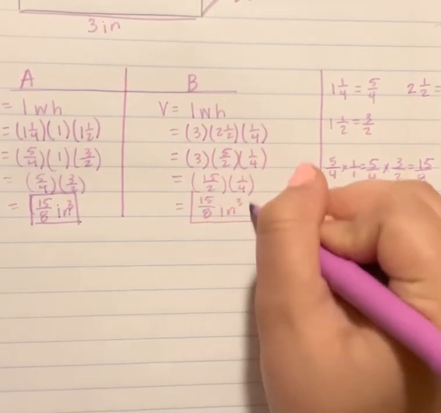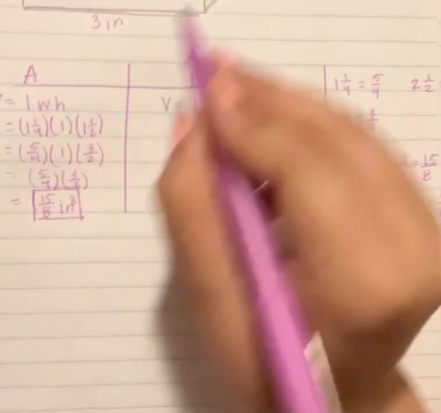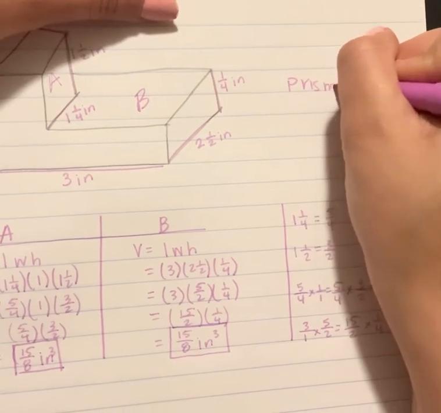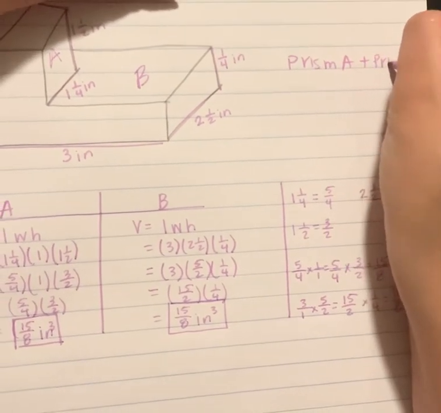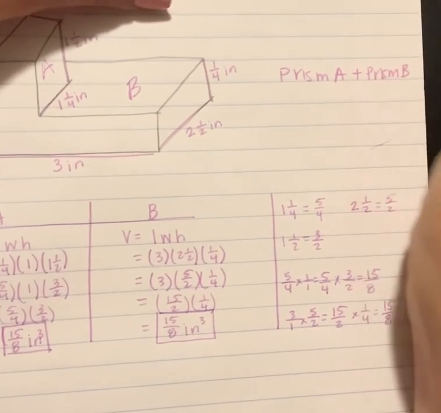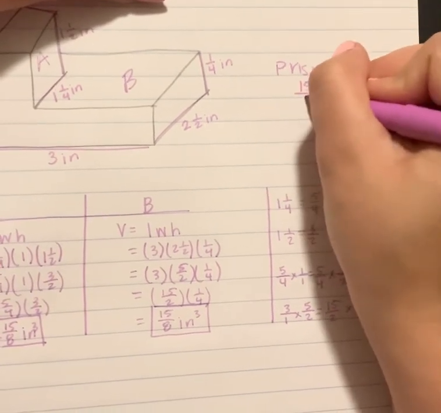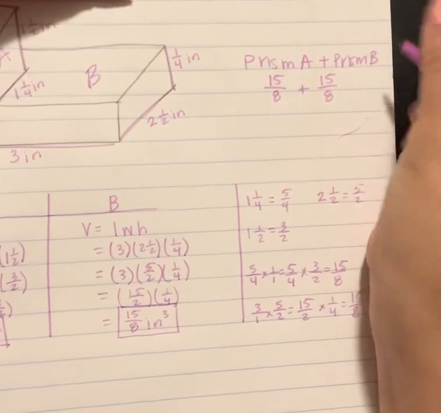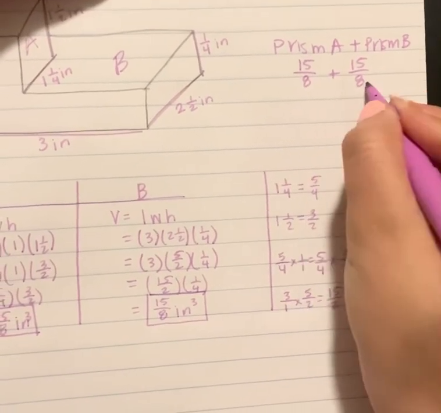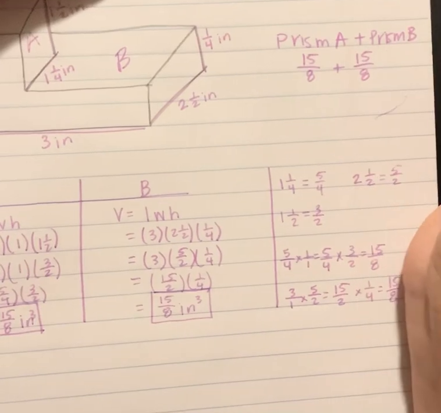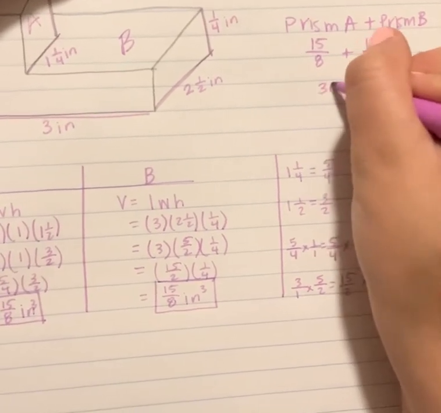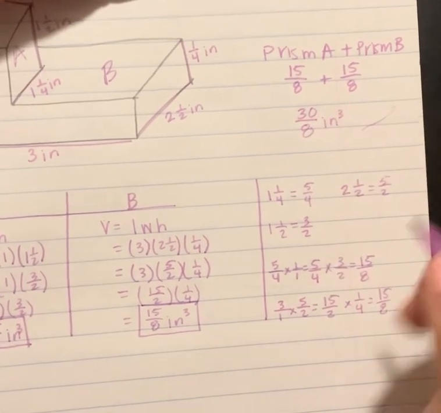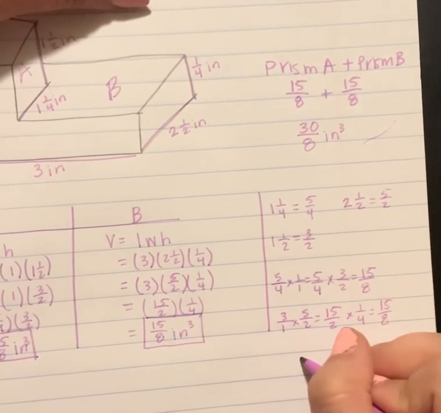Now that I have found the volume for both prism A and prism B, to find the whole thing, I need to add prism A plus prism B. I have 15/8 plus 15/8. I know when I add fractions, I need to have the same denominator, which they do. So I can add my numerators. 15 plus 15 is 30/8 inches cubed.